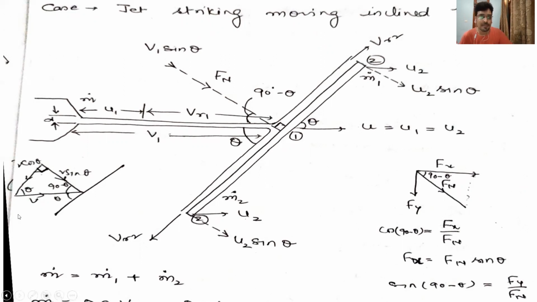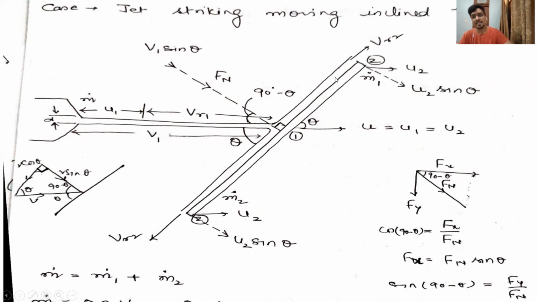So what will happen? This d is the diameter of the nozzle, m dot is the mass of water which is coming out through this nozzle, v1 is the absolute velocity of the jet, vr1 is the initial relative velocity, u1 is the initial velocity of the moving plate at the entry of the jet. And if this plate is at an inclination of theta with respect to this jet, then what will be the case of Fx and Fy?